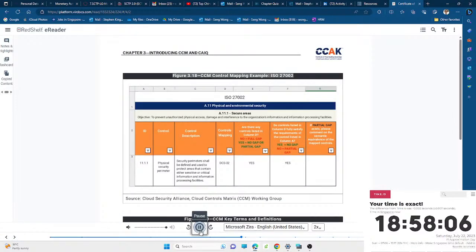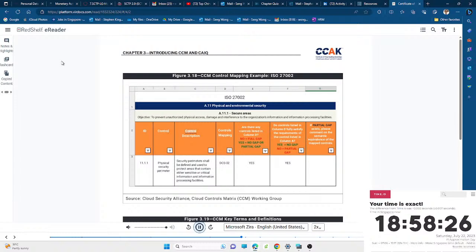Figure 3.18, CCM Control Mapping Example. ISO 27002 A.11 Physical and Environmental Security, A.11.1 Secure Areas. Objective: to prevent unauthorized physical access, damage, and interference to the organization's information and information processing facilities. 11.1.1, DCS02, Yes. Physical security perimeters shall be defined and used to protect areas that contain either sensitive or critical information and information processing facilities.